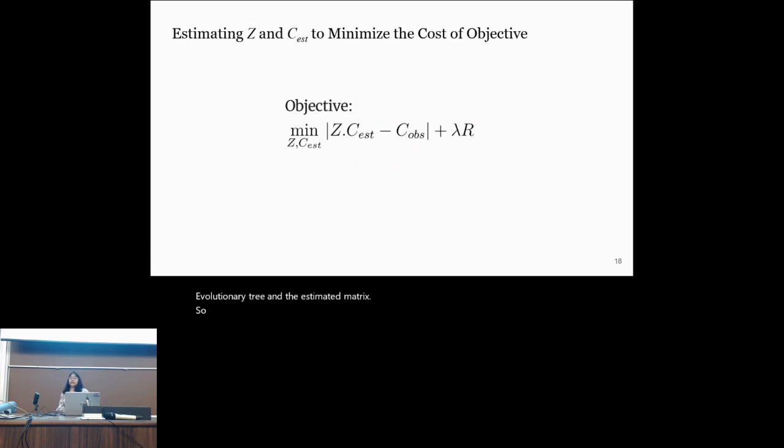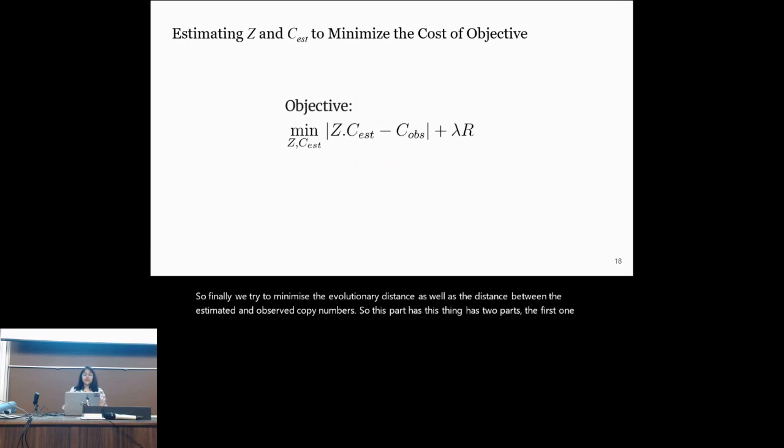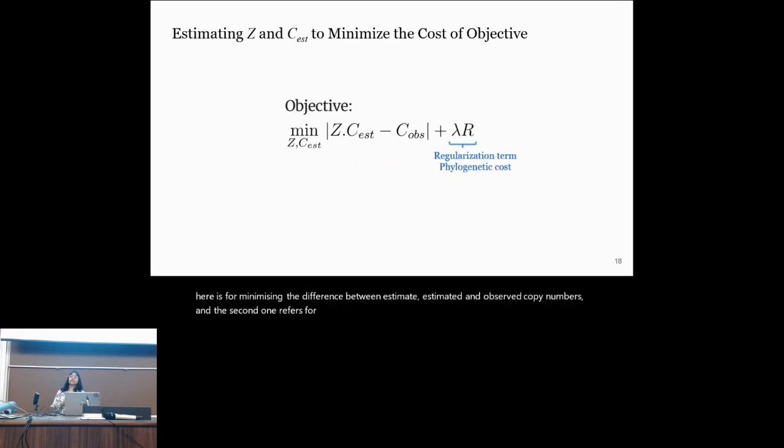So finally, we try to minimize the evolutionary distance as well as the distance between the estimated and observed copy numbers. This objective has two parts. The first is for minimizing the difference between estimated and observed copy numbers, and the second refers to the phylogenetic cost, which is the cost of building the tree. And this is a regularization term. Lambda is a regularization parameter. I won't go into the details. You are welcome to look into our preprint.